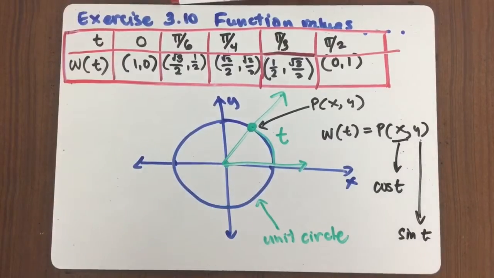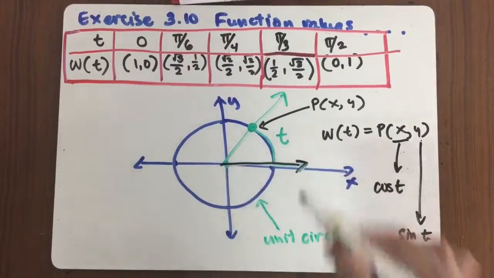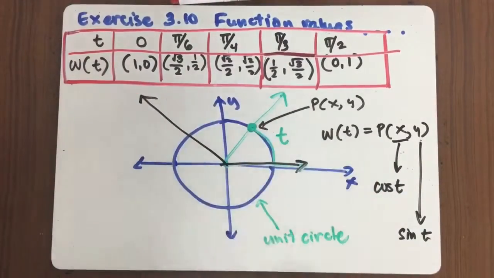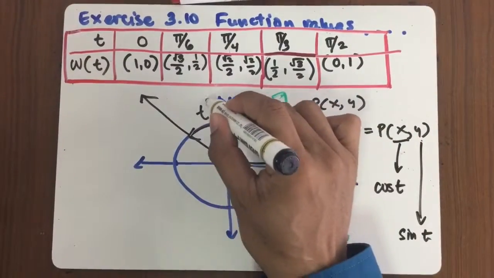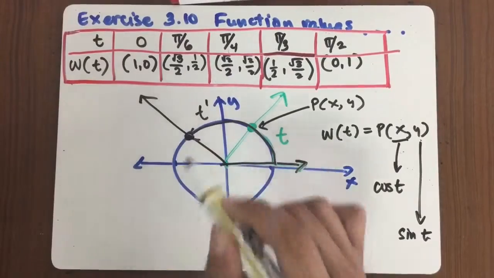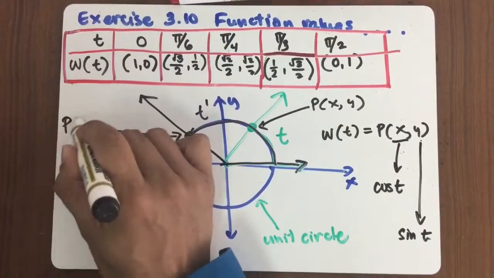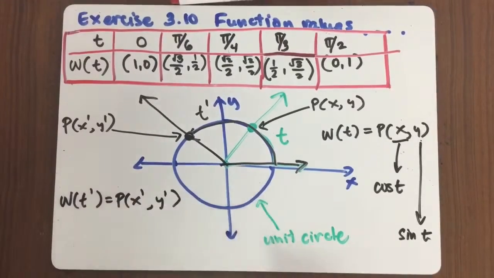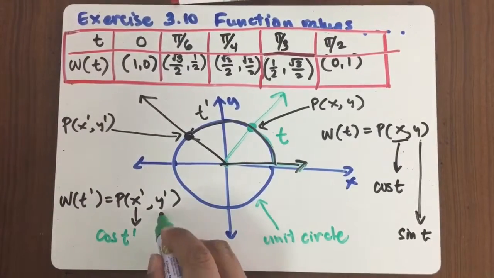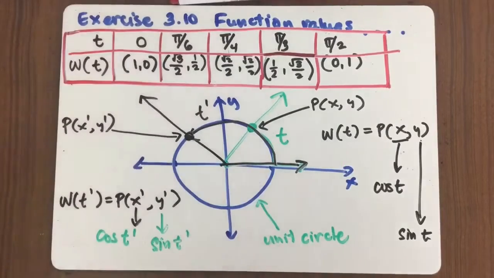Suppose now we have another angle. Let's say for example, an angle with a radian measure of t prime. For t prime, there is a corresponding point of intersection between the terminal side and our unit circle. At merong coordinates yung point na yon, x prime, y prime. Okay, ano yung x prime na yon? Yun yung ating cosine of t prime. At yung y prime, yan yung ating sine of t prime.